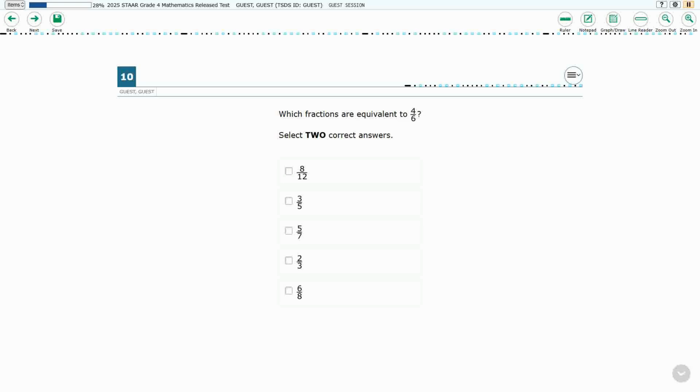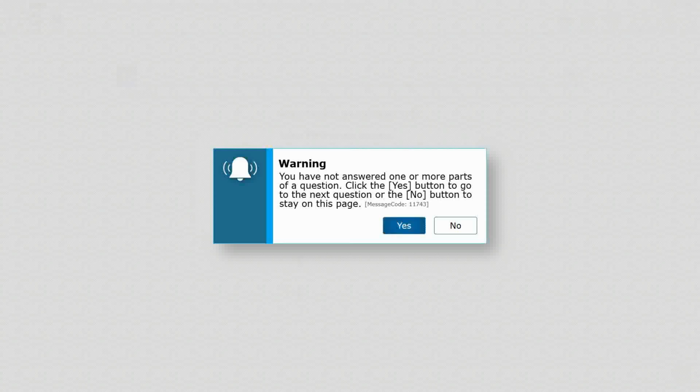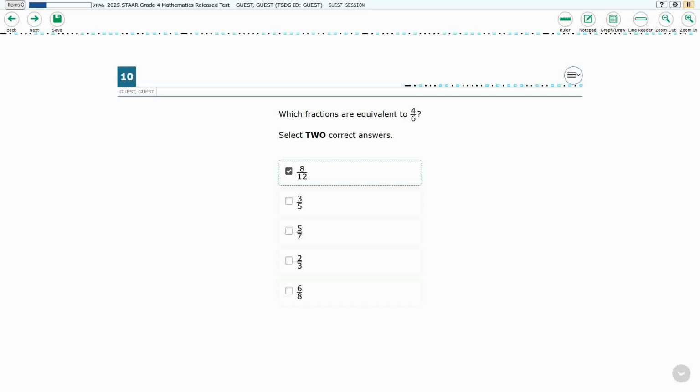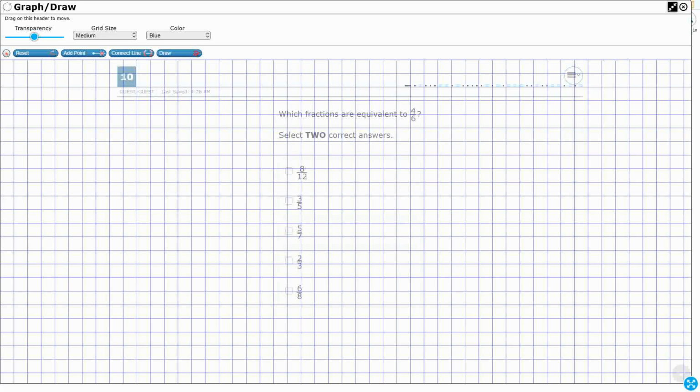All right, so we need to select two answers. This is a 2-point problem. You'll notice if I select just one and try to move on, it is going to give me a warning. And if I select two and then try to select a third, it is impossible. So you cannot select more than two. Let's make sure we get both points here. And let's see what we're dealing with. We need to find an equivalent fraction for 4/6.